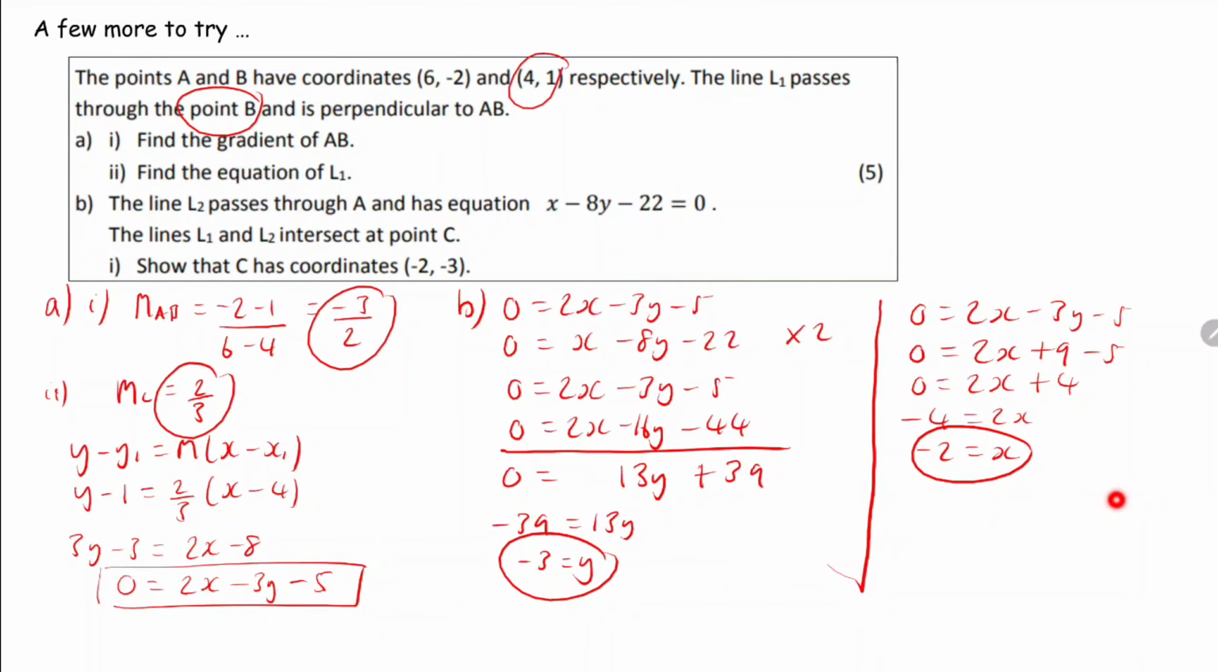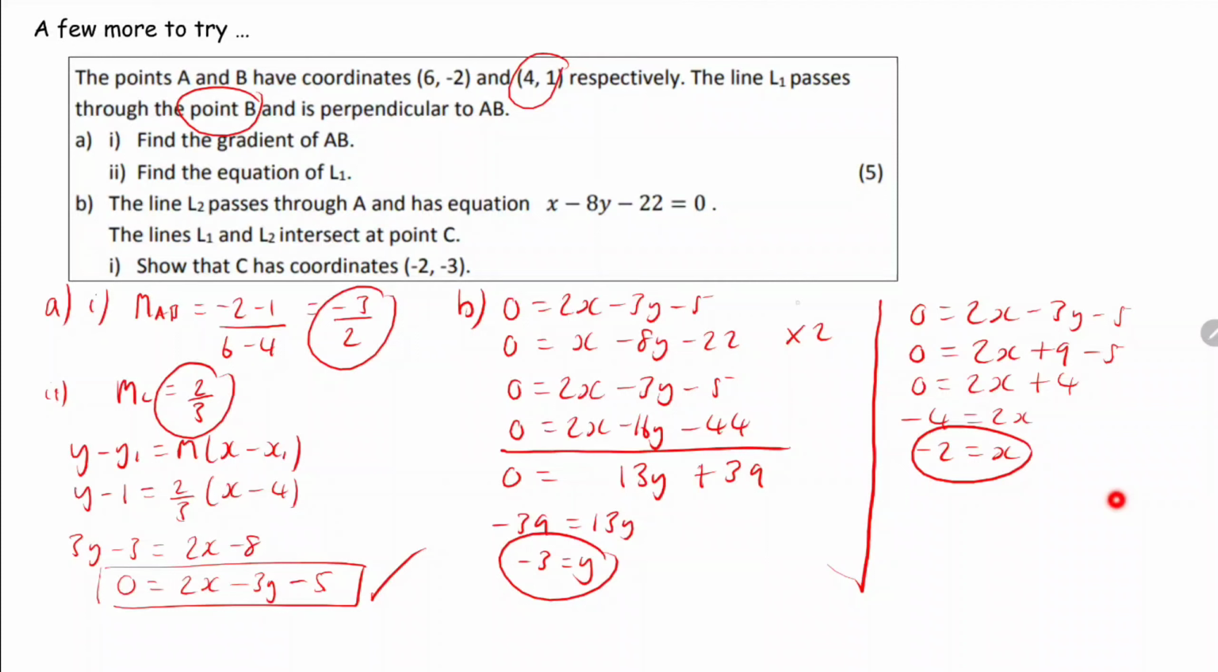So use the 4 and the 1 and the gradient 2/3, and then simplify by bringing the 3 up, timesing the y and the minus 1 by 3, which gives you 3y minus 3. Then take everything to the right hand side, which gives you the following equation.